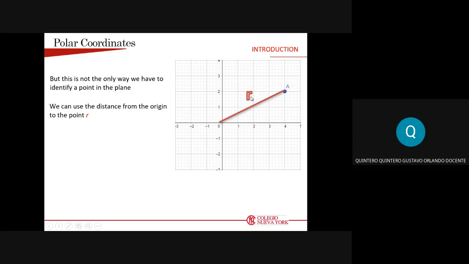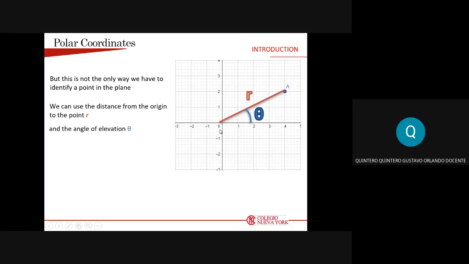That is the measure R. But also the angle of elevation theta. What do you mean by that, teacher? This little angle we make from the line X all the way to our line R. This is going to be theta. Again, the angle of elevation is this one. This is going to be our angle of elevation. So with these two pieces of information, we can create a new set of polar coordinates for the same number.